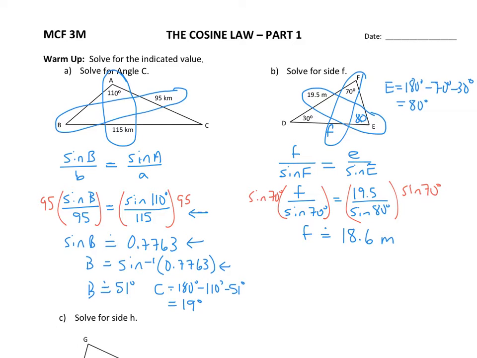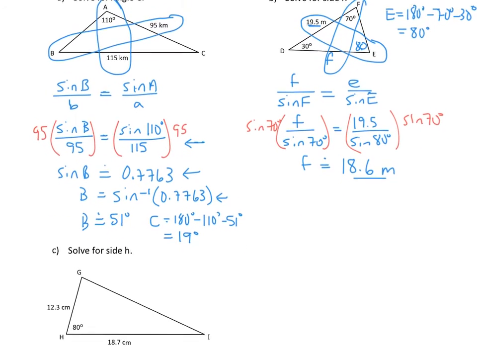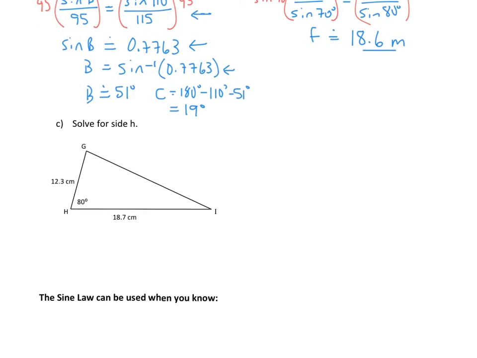Now that makes sense. The biggest angle should have the longest side across from it. So the biggest angle is the 80 degrees. It has the 19.5. 70 degrees is slightly smaller. Its side length across from it's 18.6. The 30 degree angle, side D, is going to be the smallest side length if we were to solve for that. All right, our last example here for our warm-up is solving for side H.